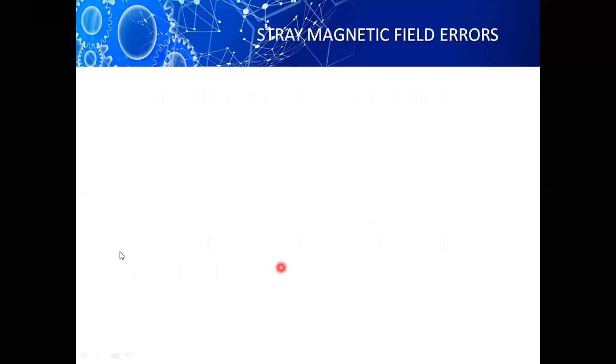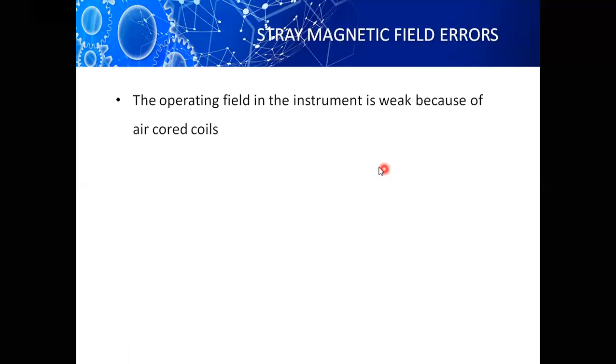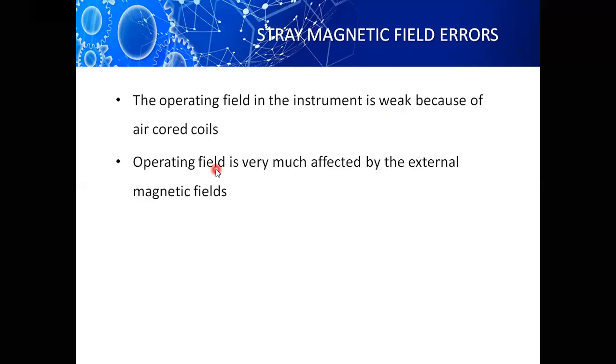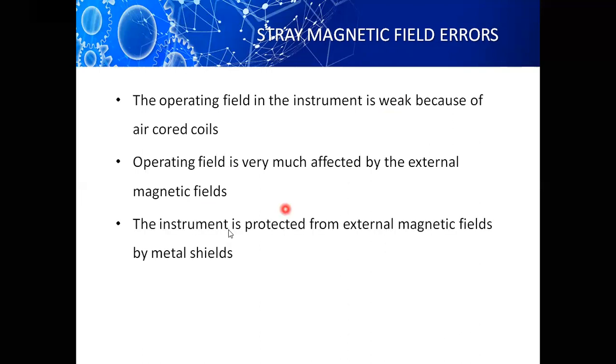Now coming to the stray magnetic field errors, that means the errors that are caused by external magnetic fields. The operating field in the instrument is weak because of air-cored coils. The operating field is very much affected by external magnetic fields. Because it is weak, it can easily be affected by external magnetic fields. Hence, the instrument is protected from external magnetic fields by metal shields.